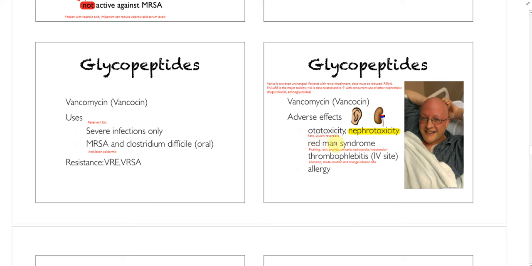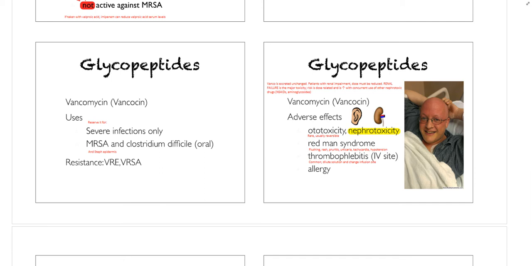I don't know why they get red man syndrome. Was it here? No. So one thing about that nephrotoxicity is that we have to make sure that the dose is reduced for any patients who have pre-established renal impairment, because we can lead to potentially renal failure, and that risk is dose related and is also increased if we are taking other nephrotoxic drugs like NSAIDs or aminoglycosides.